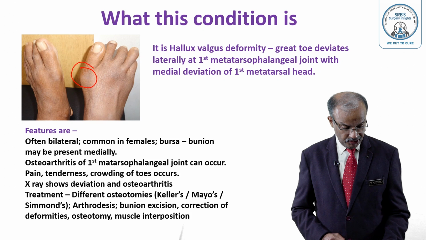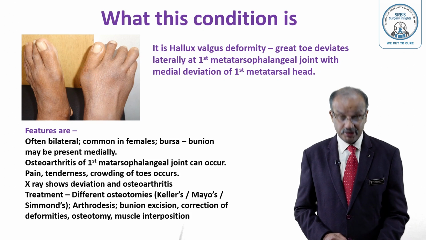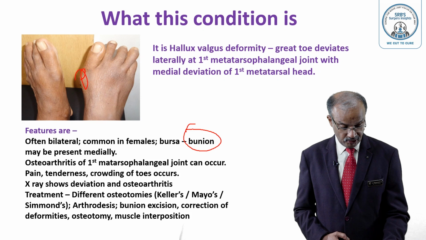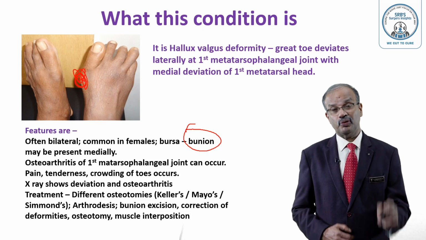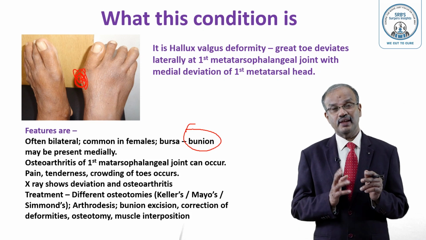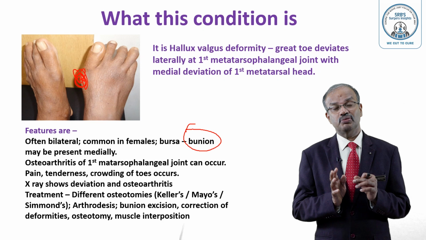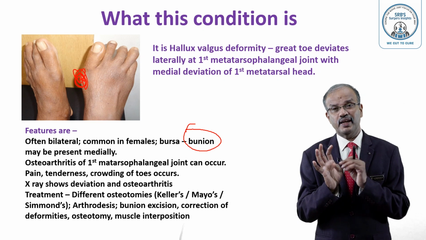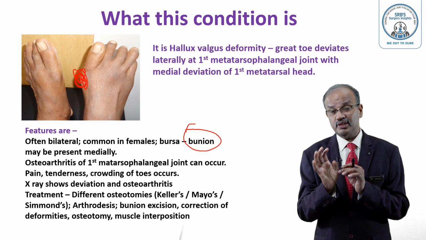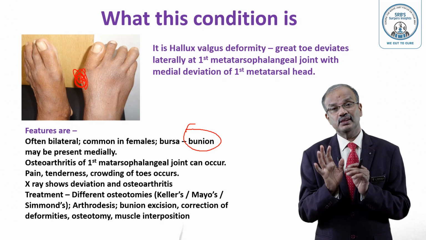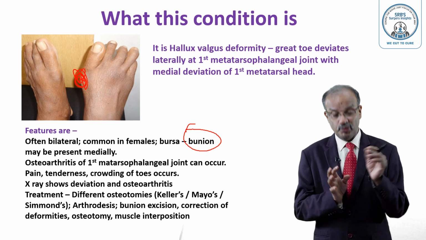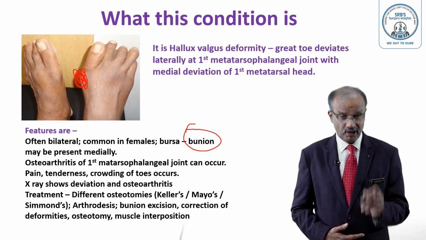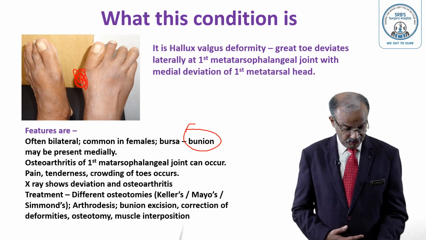So features are often bilateral, common in females. Bursa, it is called a bunion. What is bunion? Bursa occurs in this area. Often an MCQ question. It's usually seen in Hallux valgus over the head of the first metatarsal, or it can happen over the heads of any of the metatarsal bones, but it's very common here. Bunion is very typical, seen at the head of the first metatarsal bone, especially when there is Hallux valgus. It's a bursa. May be present medially.